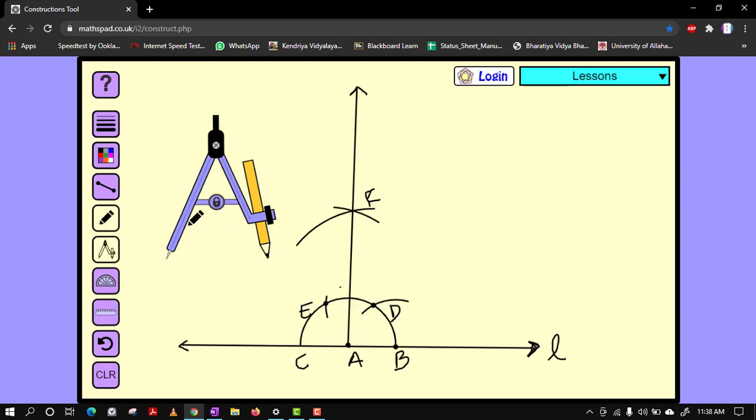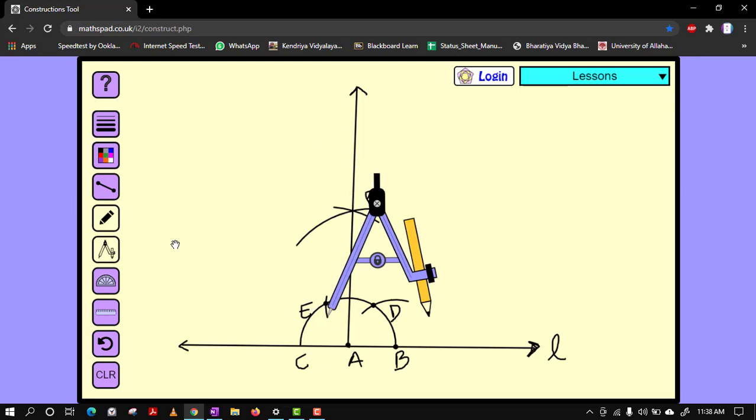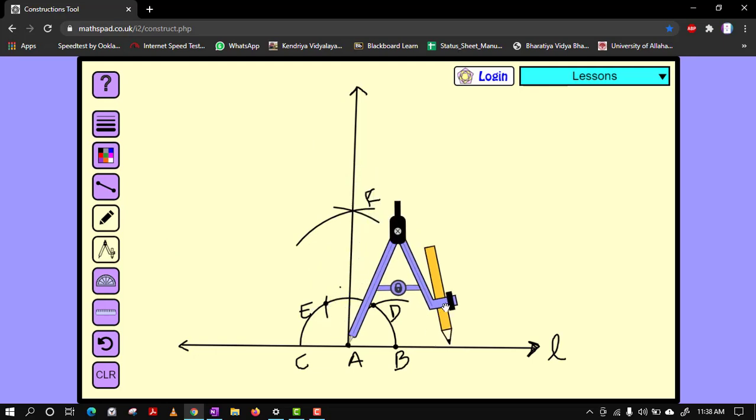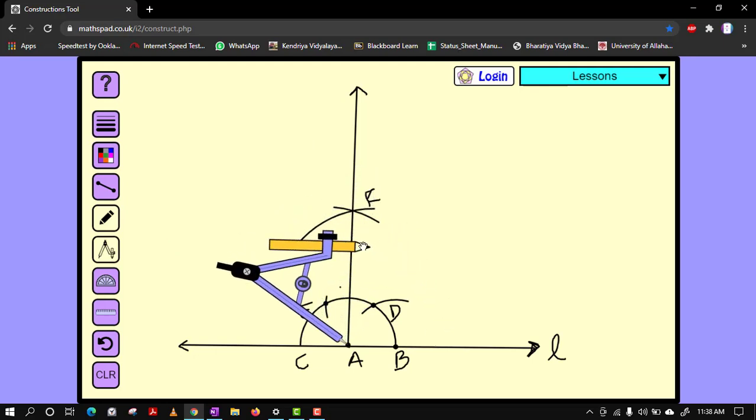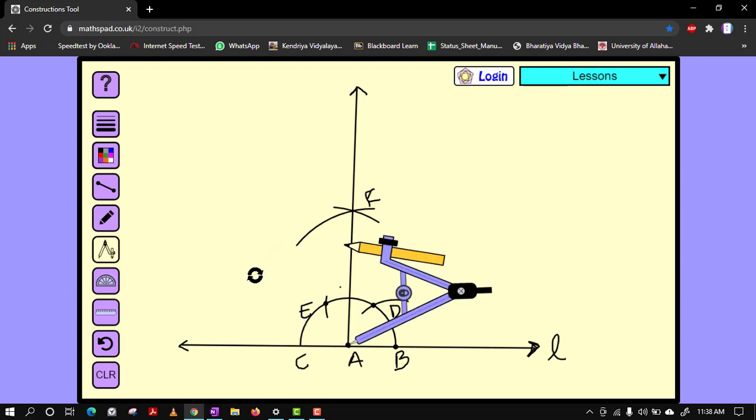So this will help us to take an arc of 4 centimeter length. Let me remove the scale. Now the compass is locked. So keeping on A, I have to take an arc of 4 centimeter. So this gives me my point X. This is your point X.